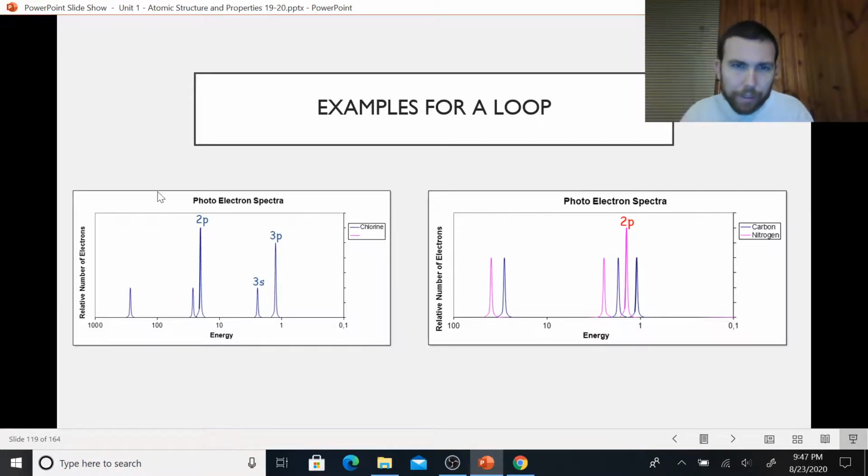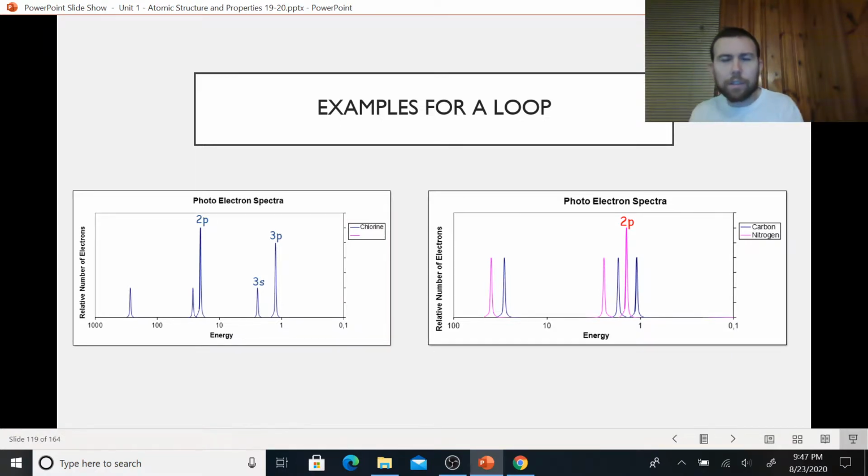Now, the other thing that we want to look at is, we're going to focus on this one over here, because this isn't really comparing much of anything. When we look over here, we notice that we have carbon in blue, we have nitrogen that's in pink. Now, when we look at these particular peaks, this would be the 1s sublevel for nitrogen, and the 1s sublevel for carbon. Now notice that there is a shift.